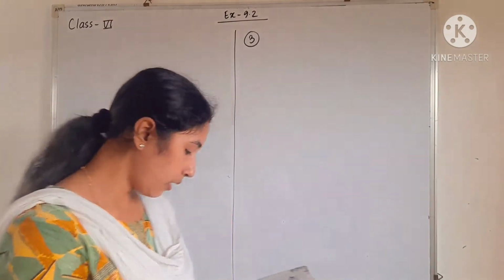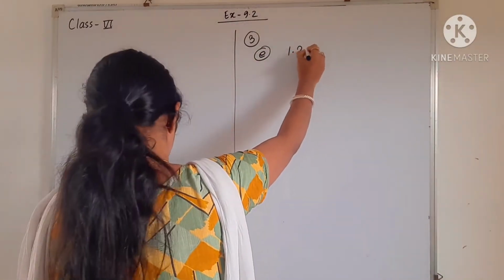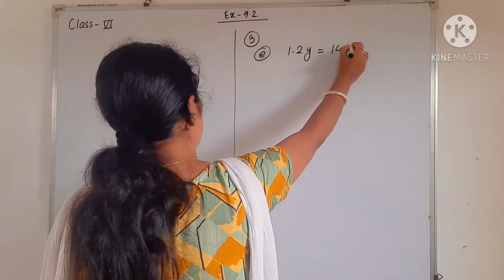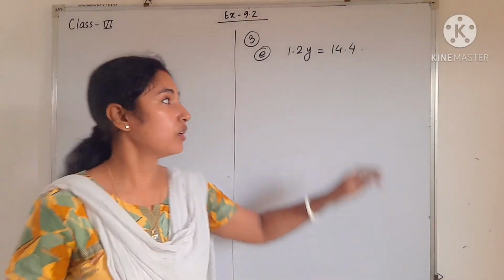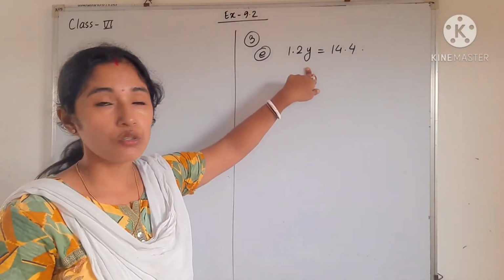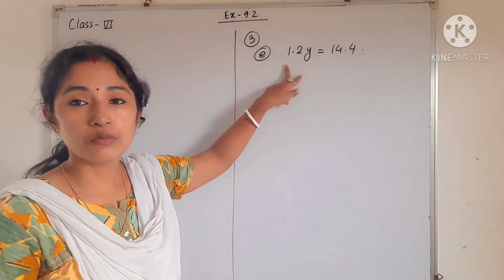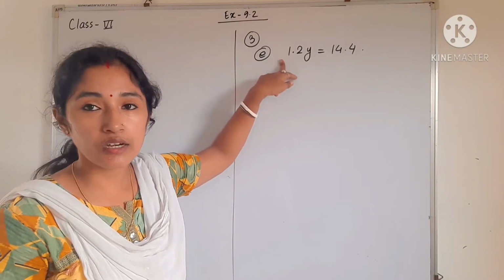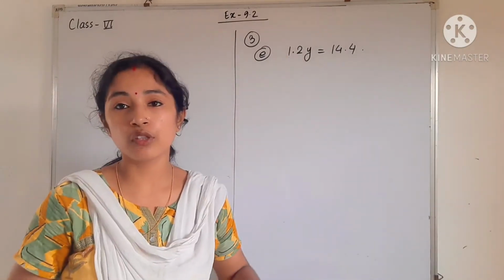So I am doing number E. You can see the question. It is written 1.2y is equal to 14.4. So as you all know, we have to find the value of unknown. Here unknown is y. So you know that we have to first check which number is multiplied with y or which number is added to y. So here you can see 1.2 is multiplied with y.